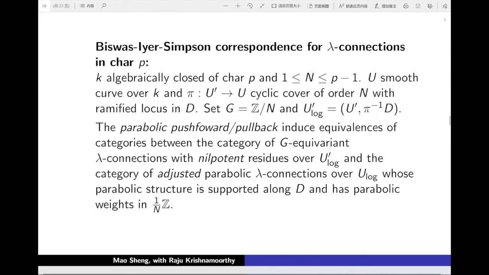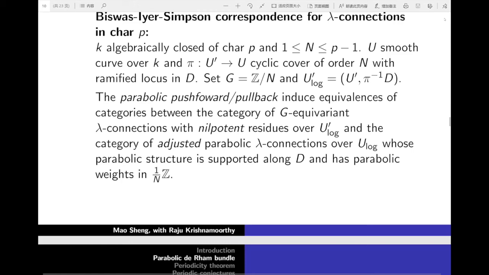So this gives me a way to do this reduction step. I take some cyclic cover to kill this parabolic structure. Okay, I need to do this over K of characteristic p. So that's a technical thing.